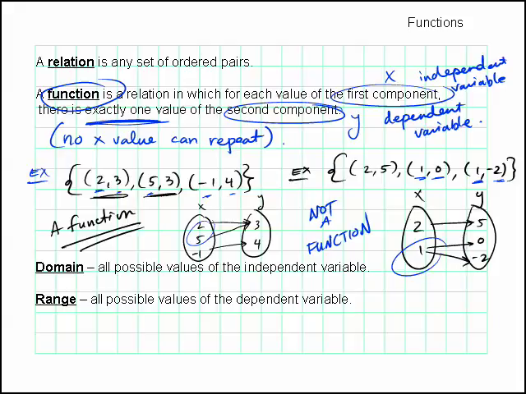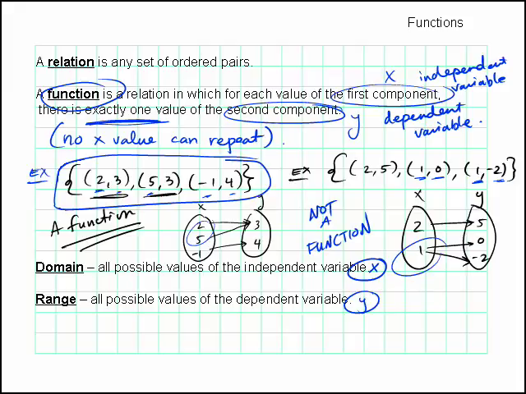Domain: all possible values of the independent variable, in other words, x. Range: all possible values of the dependent variable, that's your y. All possible values for y. So for the example up here, the one that is a function, it's very easy to identify the domain and the range.